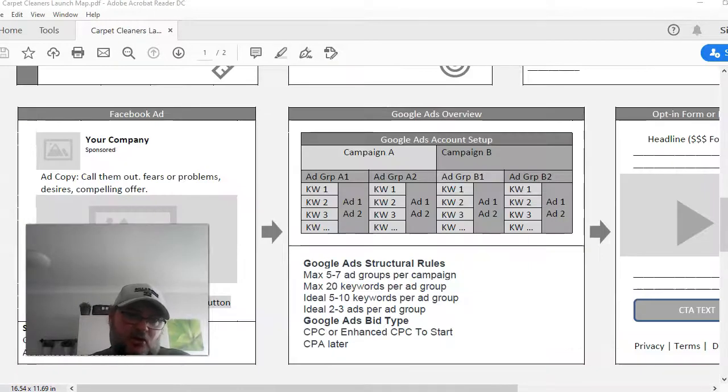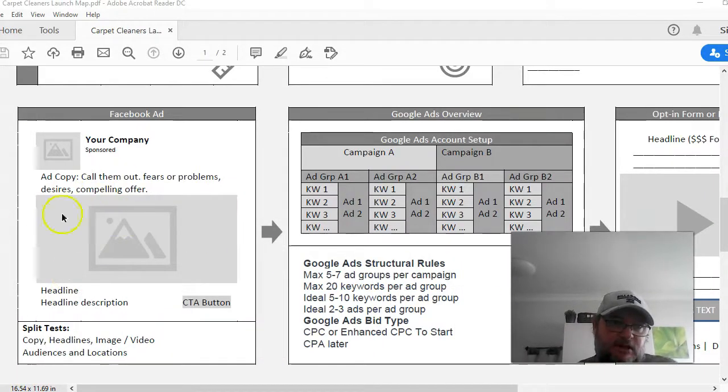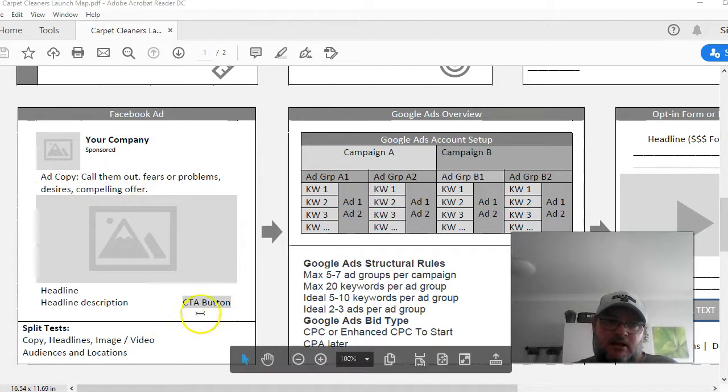This is the basics of your Facebook ad. Should look something like this. Your ad copy definitely needs to call them out, and you really should talk about their fears or problems, which in your case is going to be dirt or grime or germs, and also their desires, for nice looking carpet. That needs to be a really compelling offer. And you need a CTA button down here, like call now, learn more, sign up, purchase, etc.